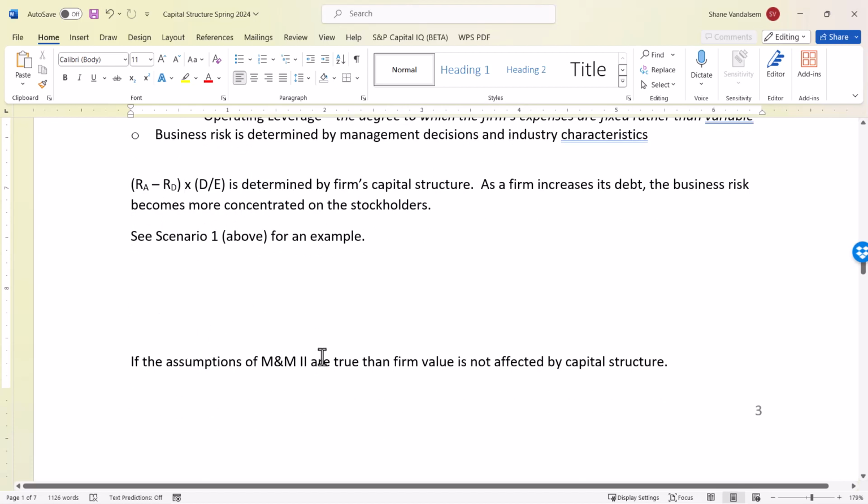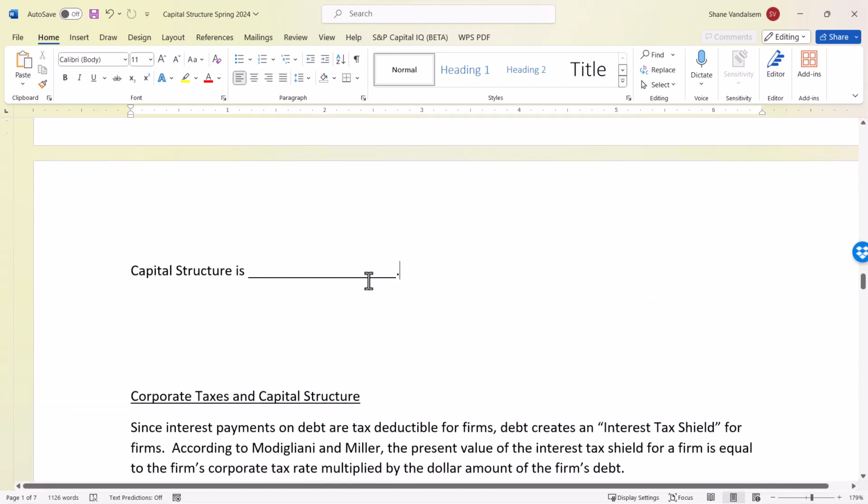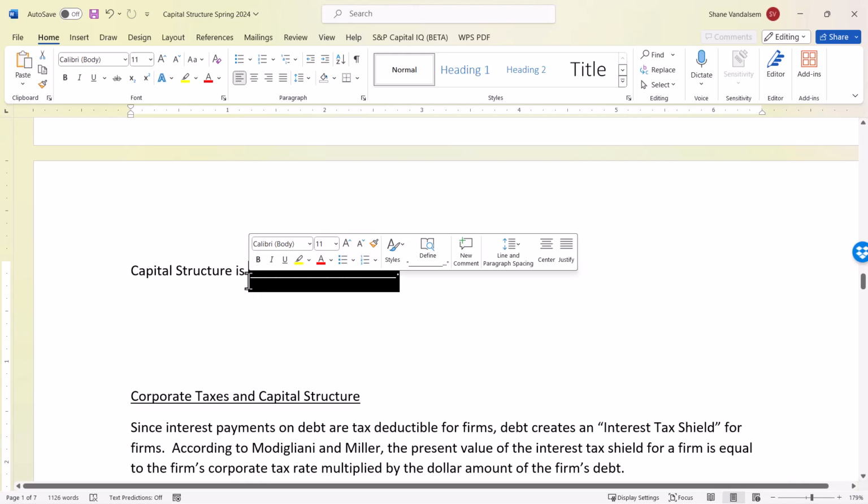If the assumptions of M&M are true, then the firm value is not affected by capital structure. The firm value is just dependent upon the ability of the firm to generate operating earnings and the riskiness of those operating earnings, the volatility of those earnings. So in that case, capital structure is irrelevant if those assumptions are true.